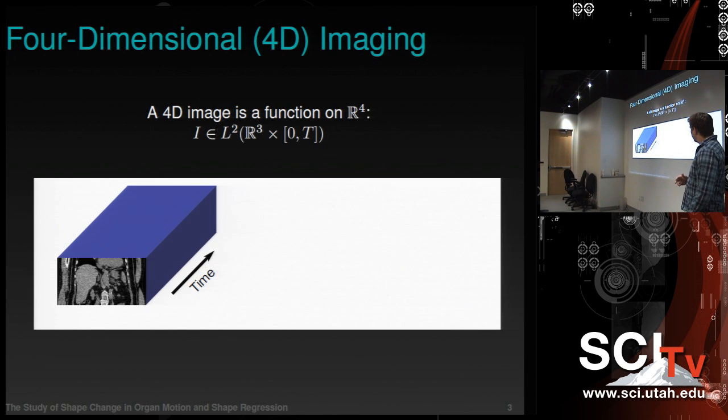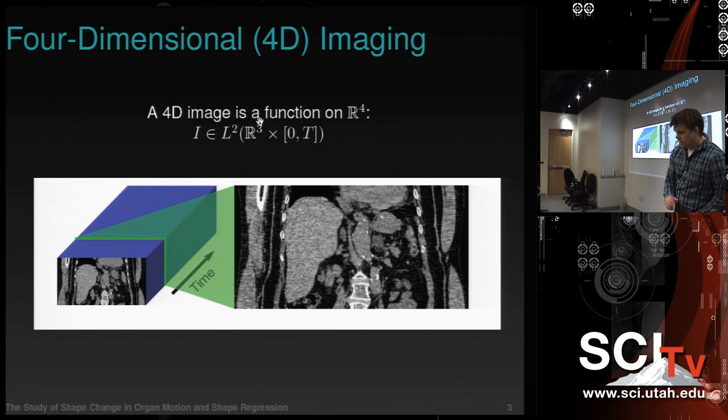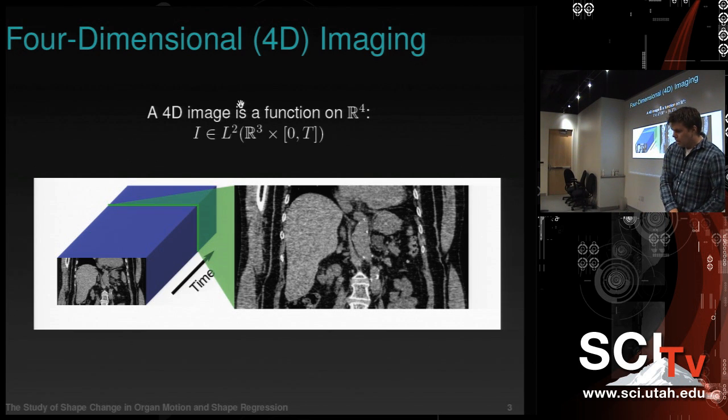For the next few slides, I'm going to refer to 4D imaging. And this really does just refer to an image where the domain is four-dimensional. So at every time point, in a 4D image, we can produce a full three-dimensional volume image representing internal anatomy. And the question is then how to estimate these from real data.